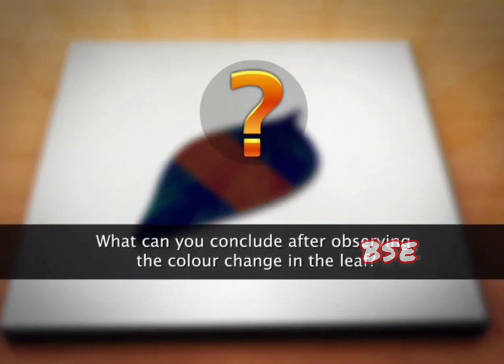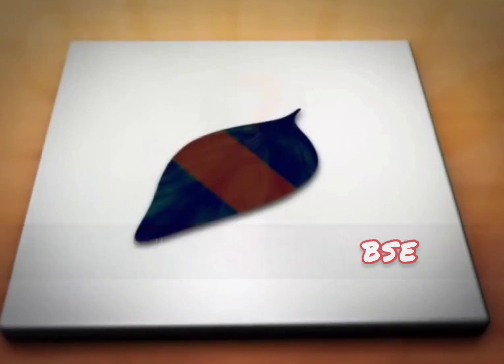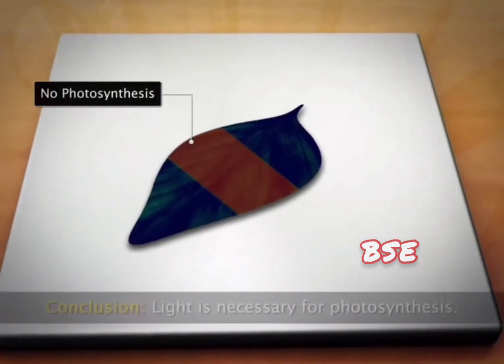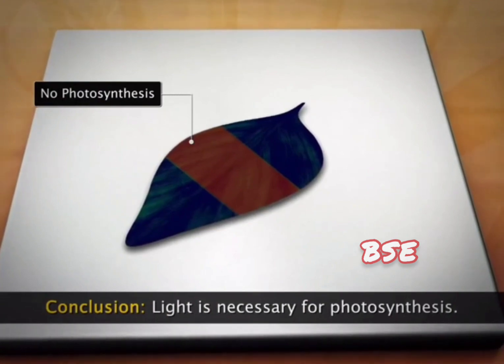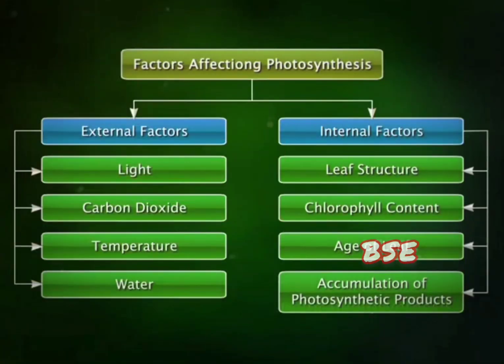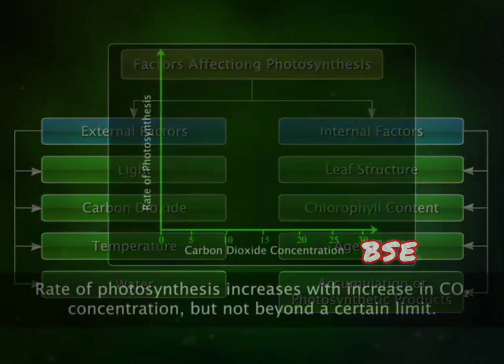What can you conclude from the experiment that you just saw? The part which was covered with black paper failed to receive light and hence couldn't photosynthesize. The experiment thus shows that light can be a limiting factor that affects photosynthesis. Let's move on to the next factor, carbon dioxide.